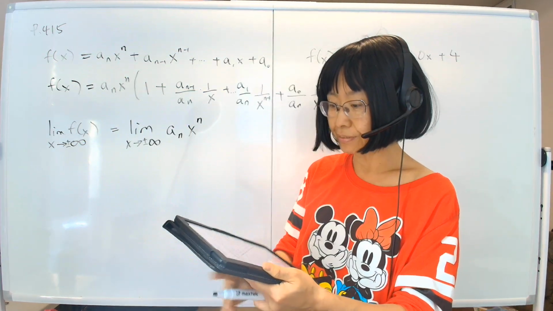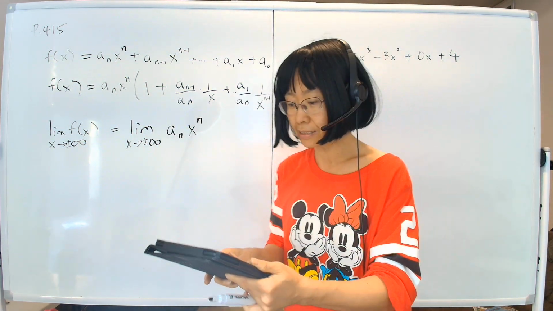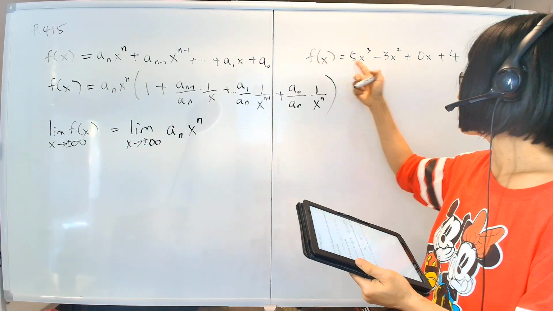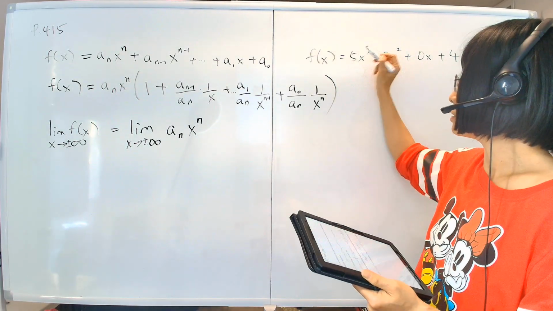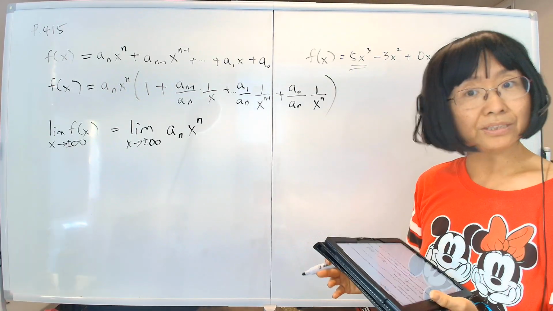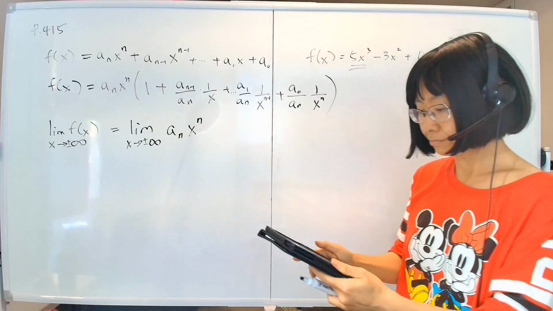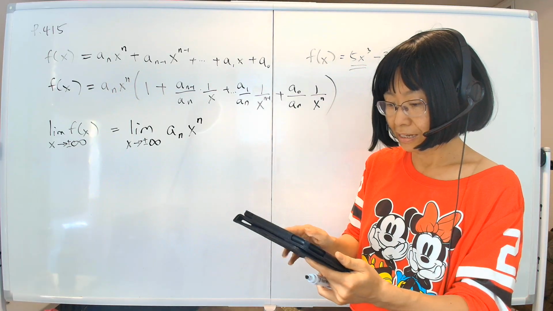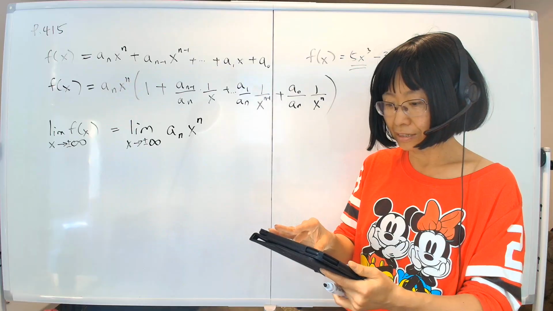All right. And as an example, in our example, the limit of f of x of all this stuff is the same as the limit of just the first term, 5x cubed, as x approaches infinity. But that's only true for infinity, of course. The rest of the function is very different, and the limits don't have anything to do with each other.